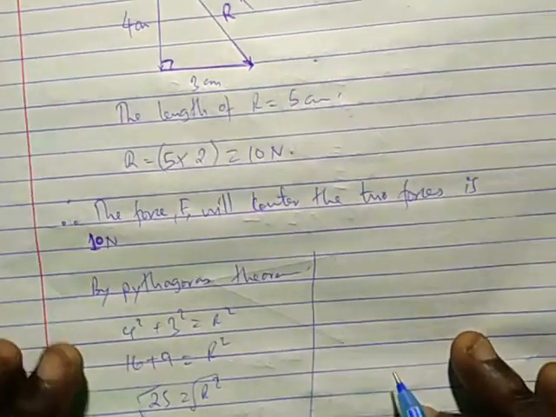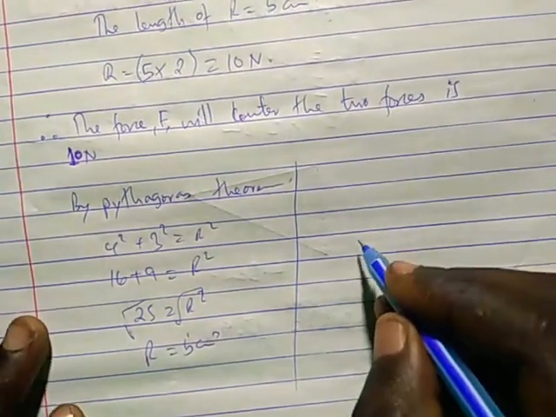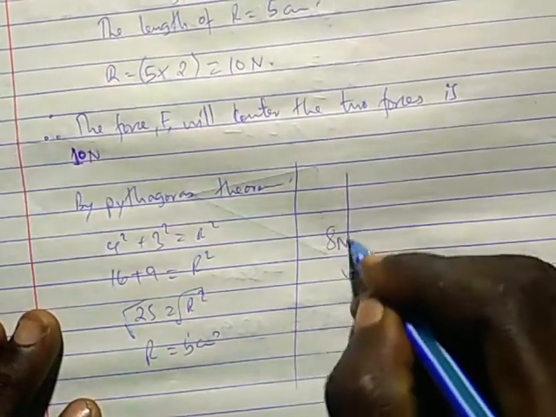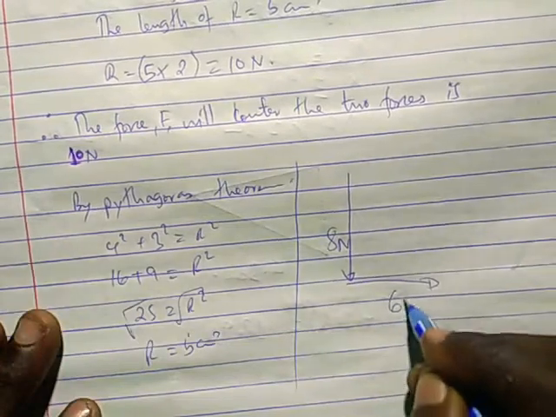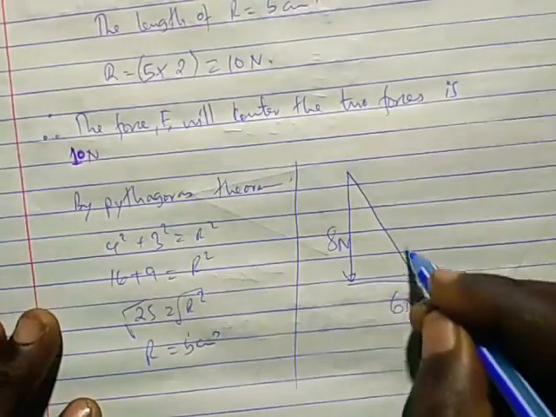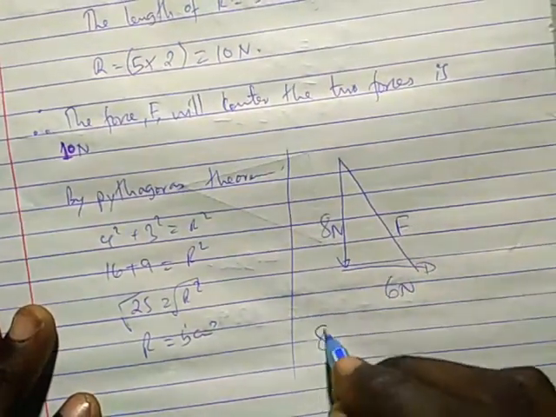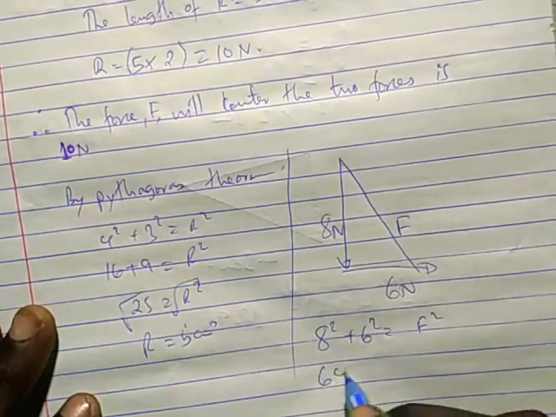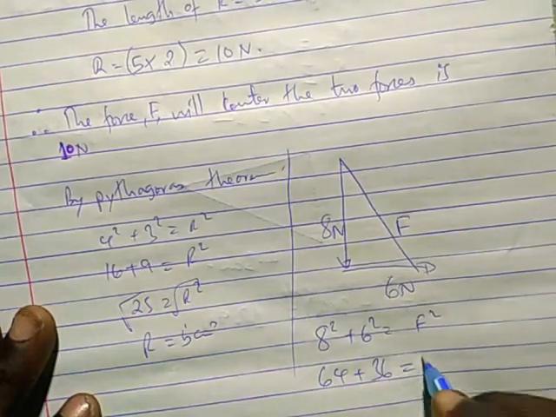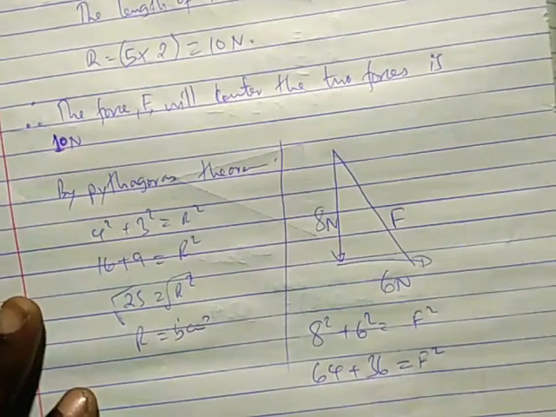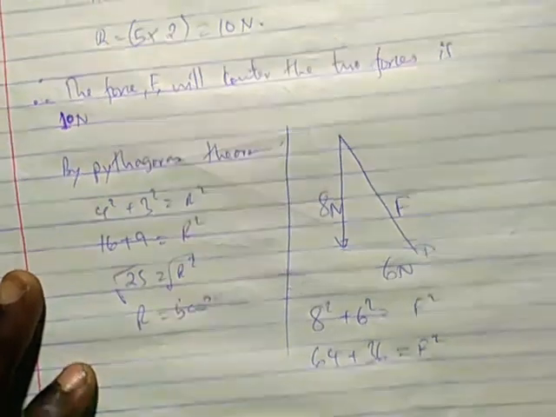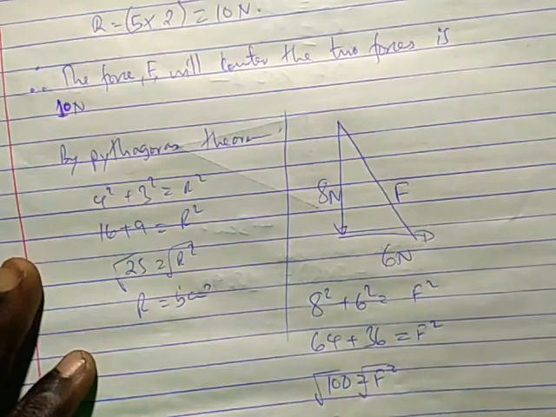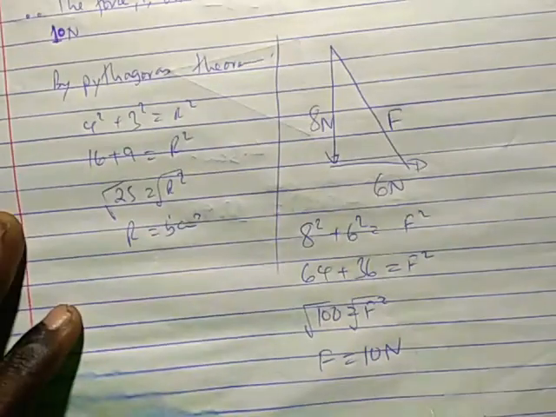Lakini mwingine angeweza kutumia Pythagoras theorem direct, kwamba badala ya kutumia scale, akasema hii hapa ni ngapi? 8 Newton. Hii hapa ni 6 Newton. Then akasema resultant force ni yule pale F. So akachukua 8 square plus 6 square ni sawa na F square. 64 plus 36 ni sawa na F square. So hapo utapata 100 is equal to F square. Square root F itakuwa sawa na 10 Newton.